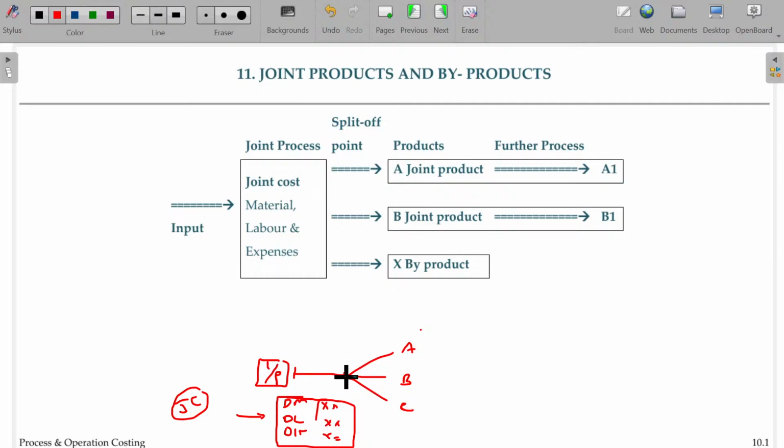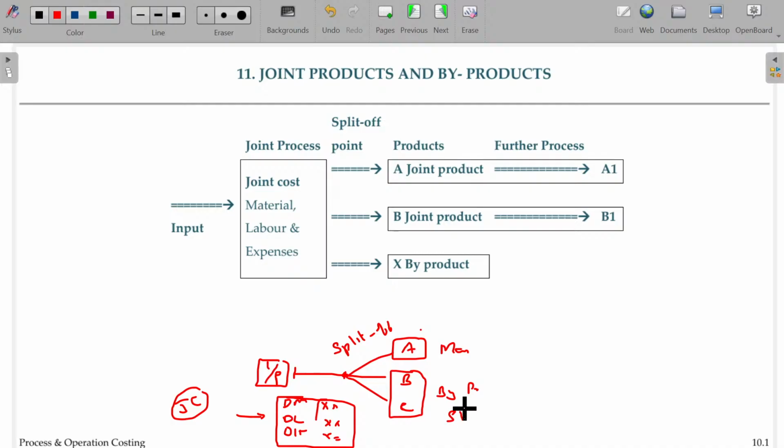Now, this point is called the split off point. These are the 3 products. If all the 3 products have equal value or weightage, then we will call them joint products. Or if A has a predominant weightage and B and C have lesser weightage, then A will be called the main product and these others are called byproducts.